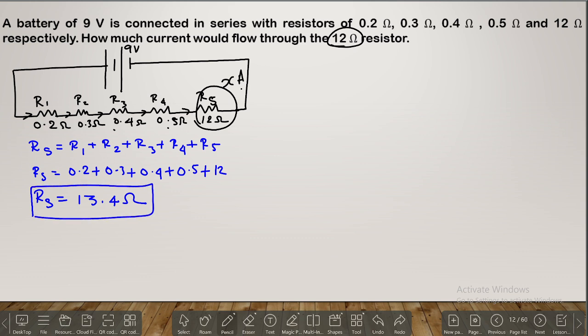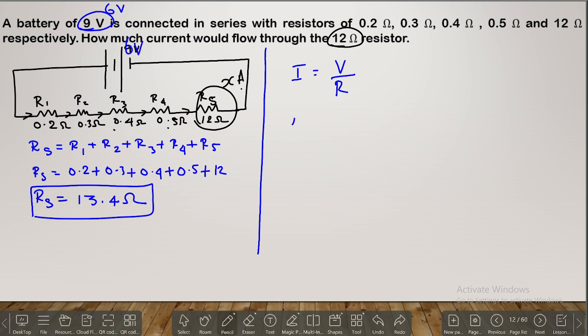This is going to be the net resistance of the given circuit. Now let's calculate the current. What is the formula to calculate current? I is equal to V by R. Actually there is a small correction in the question. In our textbook it is given as 6 volt, so we also change it to 6 volt. Clear?